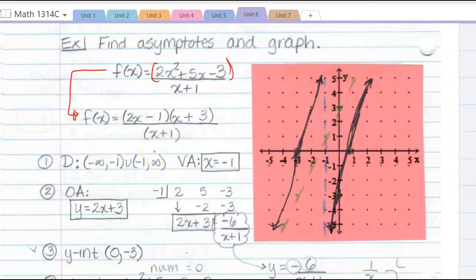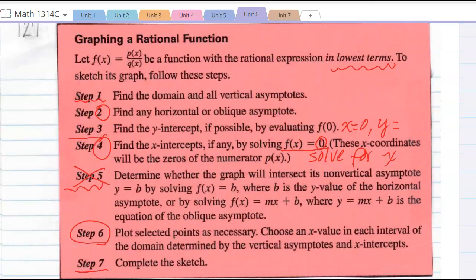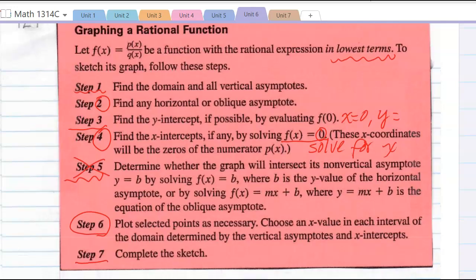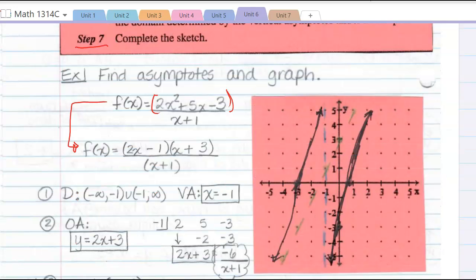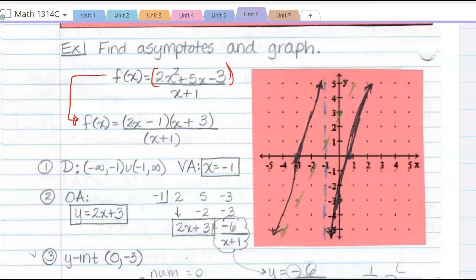We always want to start with factoring the numerator and the denominator. We'll see why in a minute, but the big thing that you need to practice on is making sure you can factor. Once we did that, I am going to go over these 7 steps. Remember, we're going to skip step number 5 in order for us to graph our rational function. So the first thing we need is domain as well as vertical asymptotes.